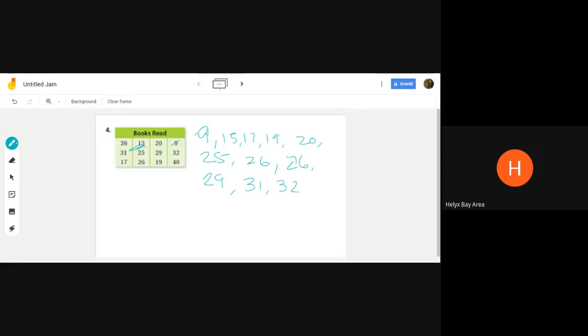Thank you for helping me out. And 40, yes, right. Okay, so now what you want to do is arrange your stems. The greatest stem that we have is 40, right?